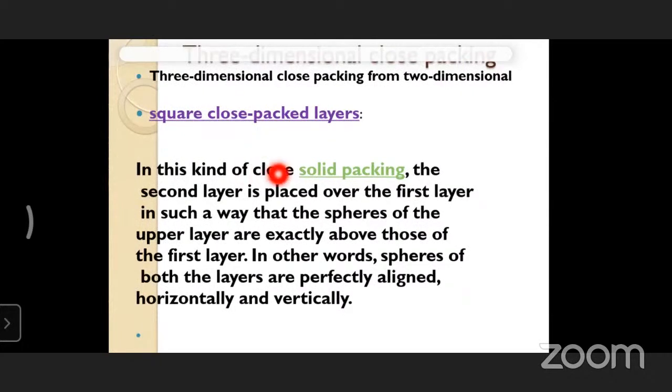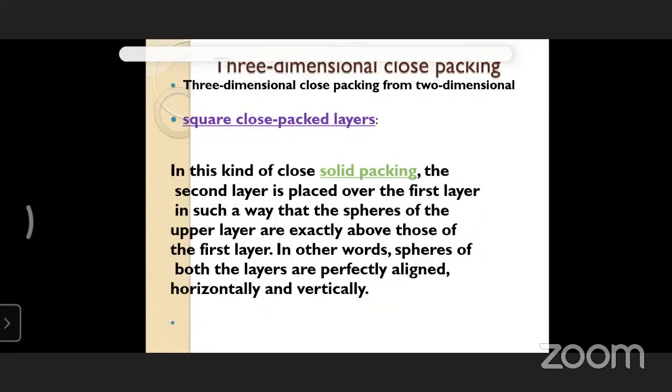In this kind of close packing, the second layer is placed over the first layer in such a way that the spheres of the upper layer are exactly above those of the first layer. In other words, spheres of both layers are perfectly aligned horizontally and vertically. We will see that with a diagrammatic representation.